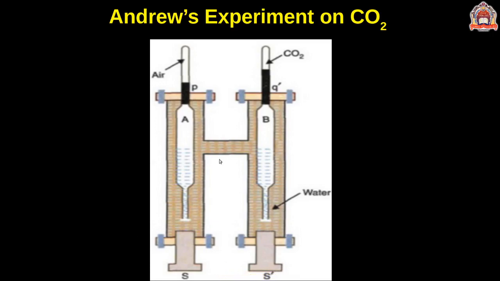The vessel is filled with water and here is the screw. By screwing in the plunger, the water is compressed and the pressure is transmitted to the enclosed gases. A pressure of the order of 400 atmospheres can thus be applied.